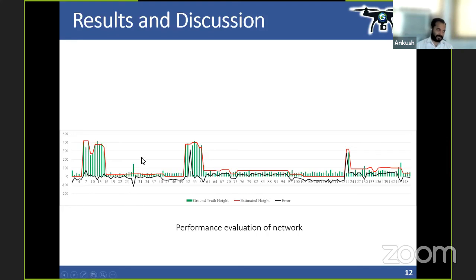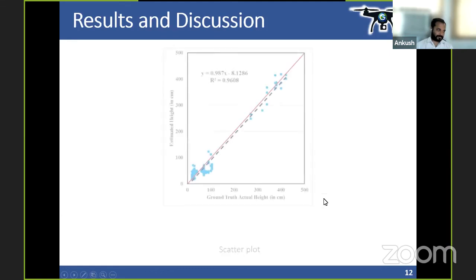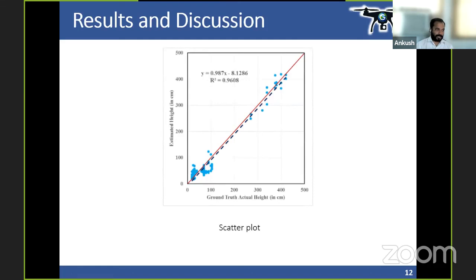So that's why there is a region of outliers under this generated relation. This is a scatter plot between the ground truth measured height and the estimated height. The red line is the 1:1 slope line, whereas the blue dotted line is the trend line. So the closeness shows how good the generated relation is in terms of measuring the height.